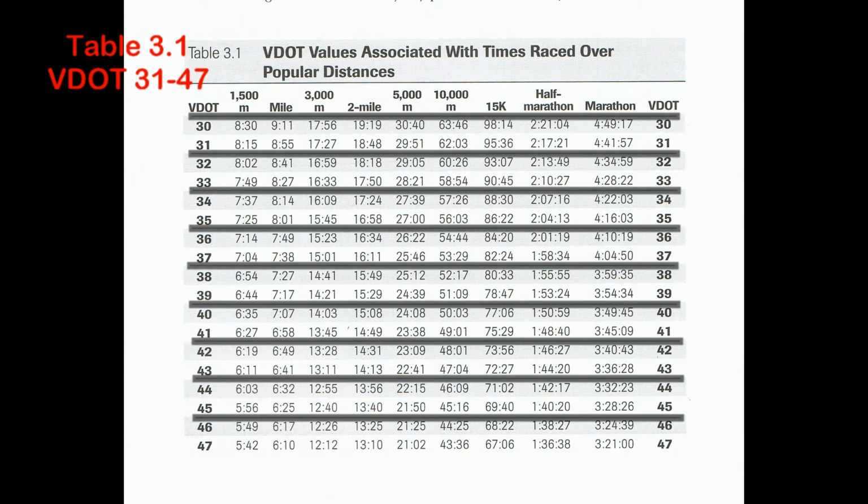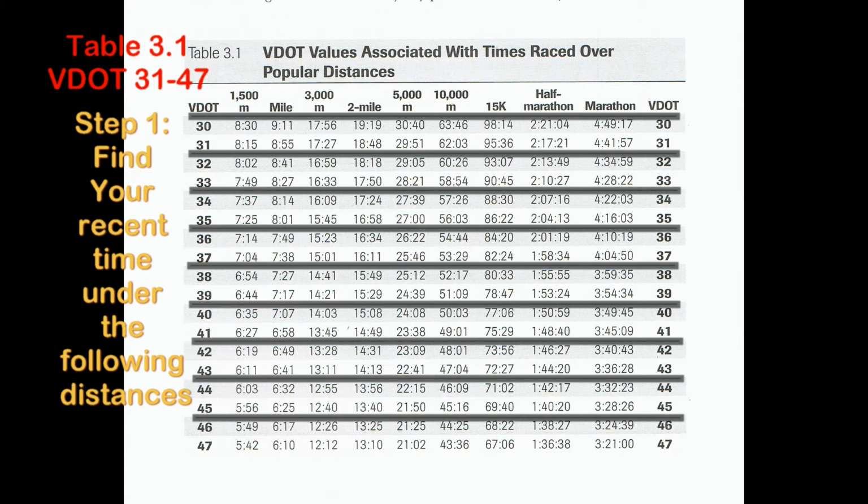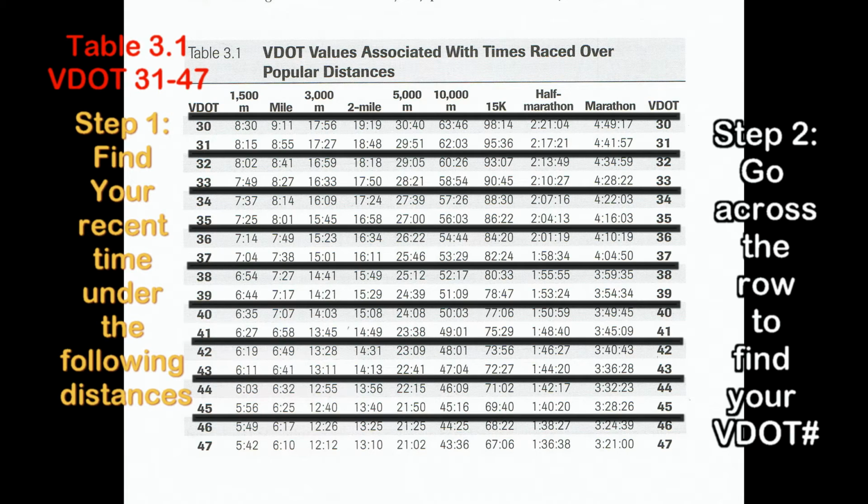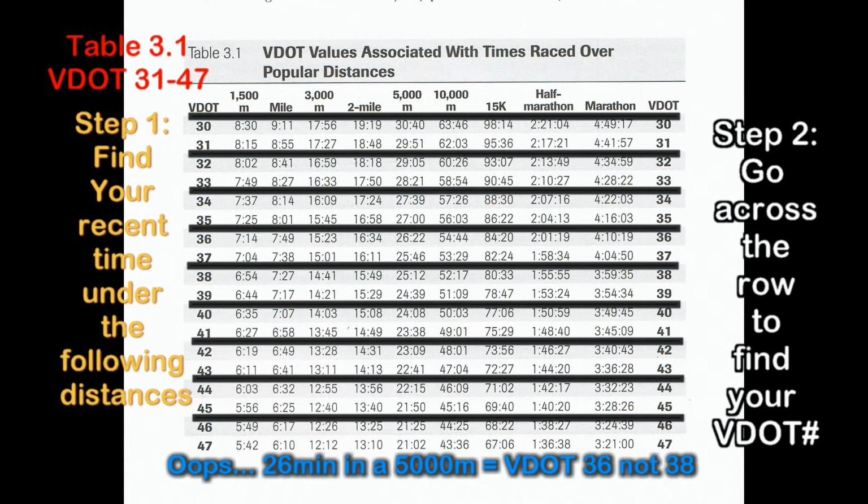to marathon. So if you previously ran a 1500 meter or a marathon, you can find your time here and it will tell you exactly what VDOT you currently have. So step 1 is to find your recent time under the following distances. If I ran the 5,000 meters in 26, then step 2 is to go across the row to find your VDOT, which gives me a VDOT of 38. Now VDOT 48 and higher are in a different table, and those will be coming up next.